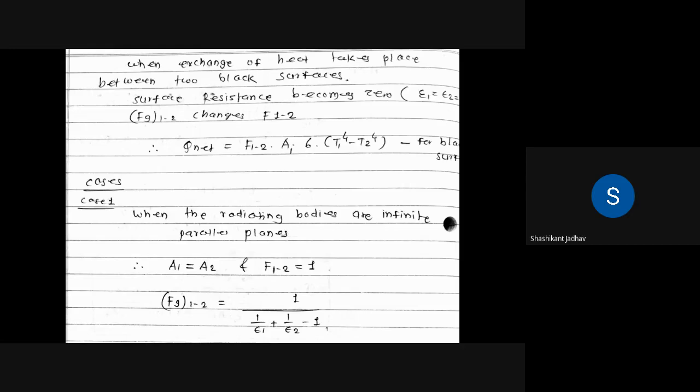Okay, so we have already derived this equation. Already, considering black surfaces, we have finalized one equation. So in this gray body, if we put in the black body equation, we get the same equation back. Okay, so write down: FG12 changes to F12.